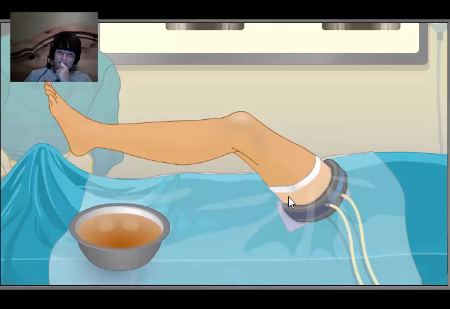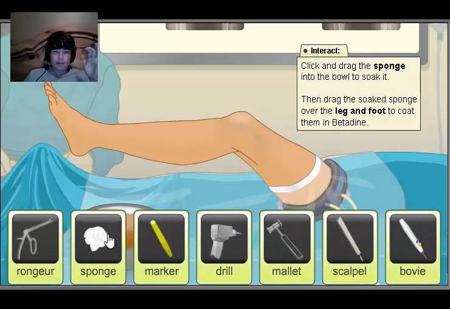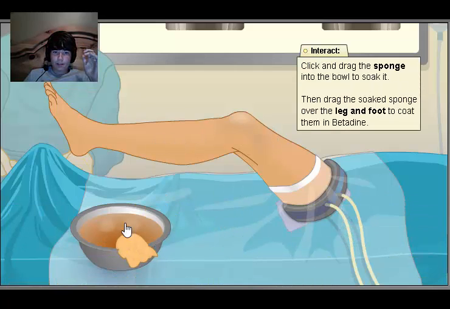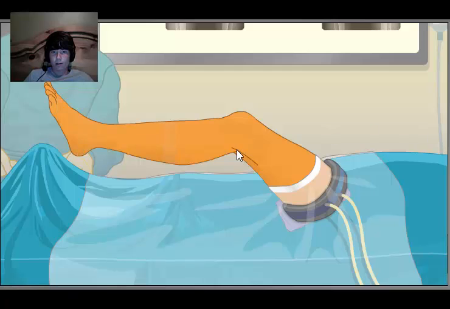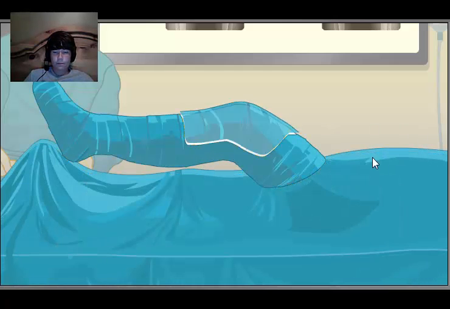To kill the bacteria on the patient's leg, clean it in a betadine solution. This scrubbing process will limit the chance of bacterial infection. Dude, they're like teaching me like I'm actually gonna do this. Alright, sponge, soak it, and get it all over your leg and your foot. Betadine is applied two times, followed by the final arrangement of sterile drapes.